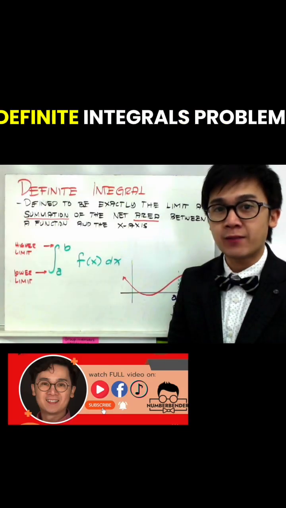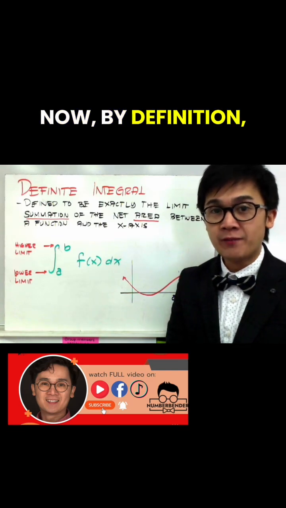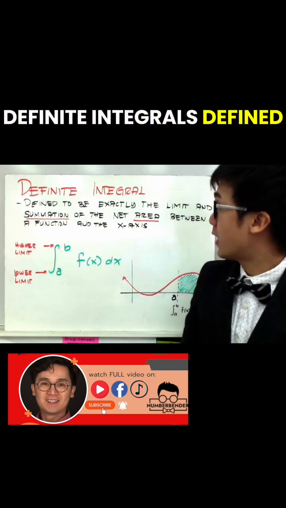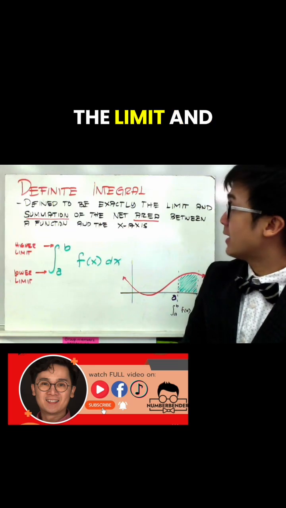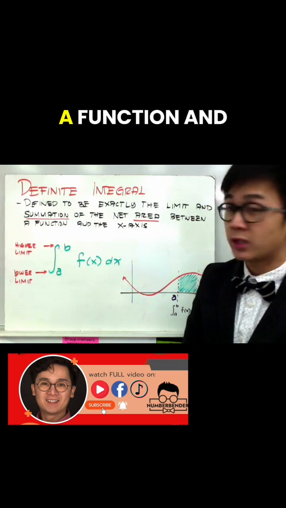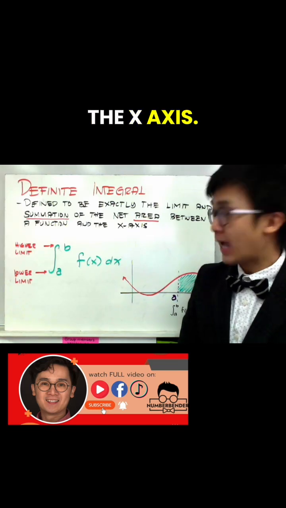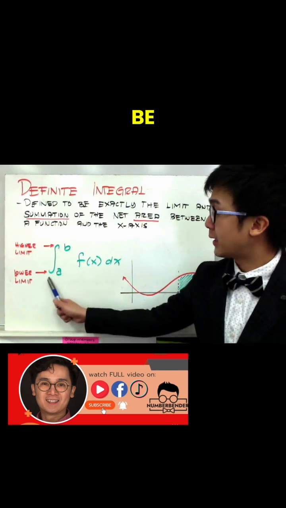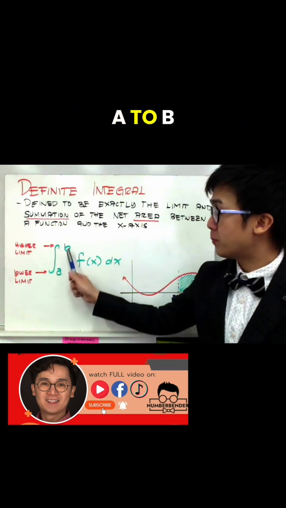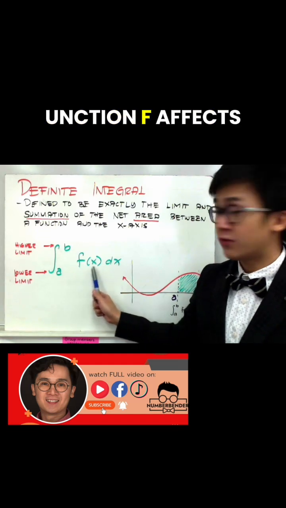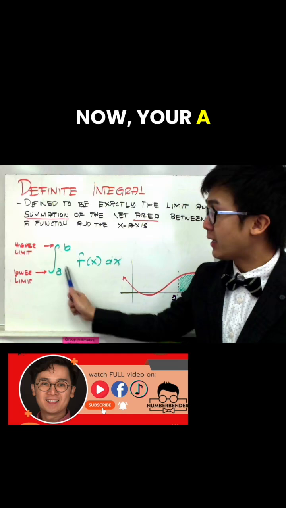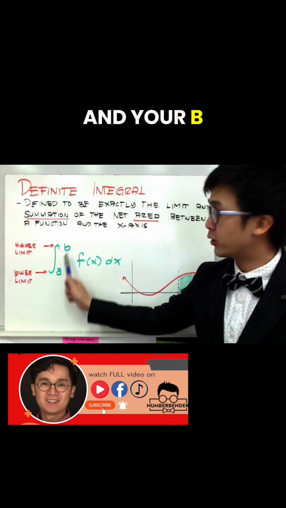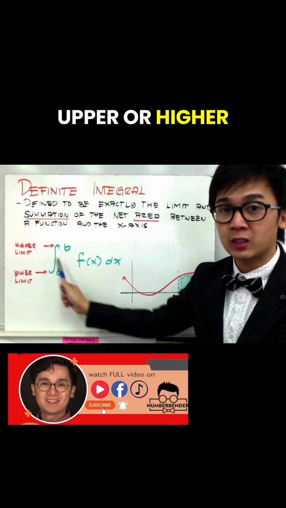Antiderivative rules in some definite integral problems. Now, by definition, a definite integral is defined by exactly the limit and summation of the net area between a function and the x-axis. Your notation for today for a definite integral will be the integral from a to b of your function f of x dx. Your a here is your lower limit and your b will be your upper or higher limit.